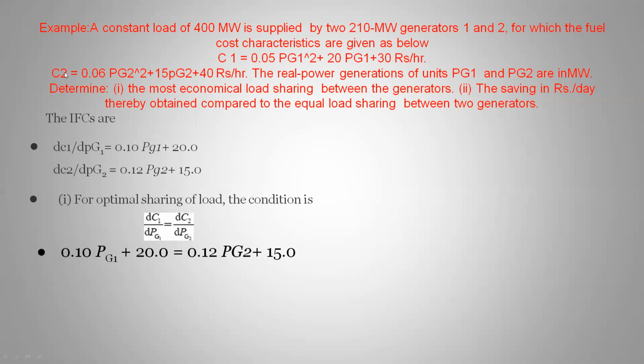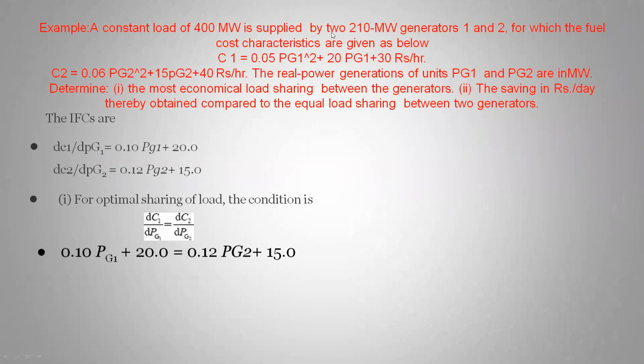Next, second cost characteristic, C2 is equal to 0.06 Pg2 square plus 15 Pg2 plus 40 rupees per hour. The real power generations of units Pg1 and Pg2 are in megawatt. Determine the most economical load sharing between the generators. Second, the saving in rupees per day thereby obtained compared to the equal load sharing between two generators.